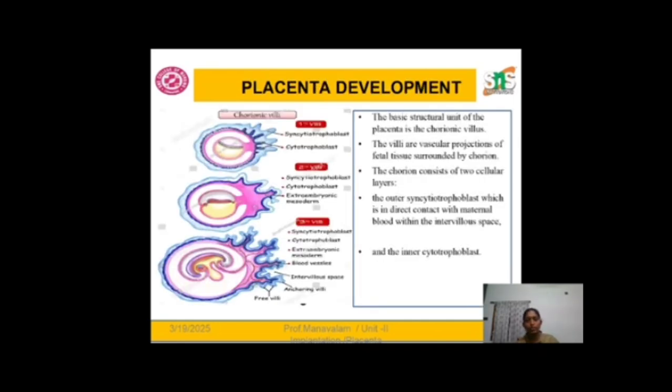Next we will move on to the development of the placenta. The chorionic villi are the basic structural unit of the placenta. From the chorionic villi, the placenta gets further developed. After the process of implantation is over, the next step is formation of chorionic villi and placental development. It starts from the first week and takes 10 to 12 weeks. After the 10th week, the placenta is fully developed and starts to do its function.